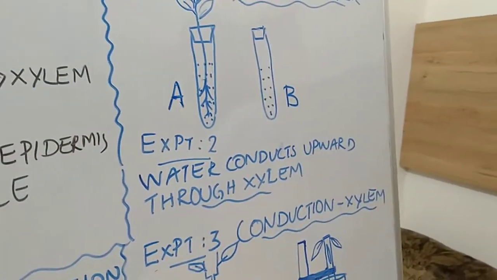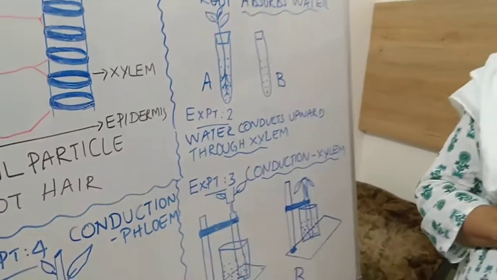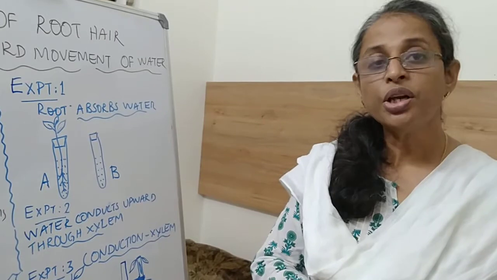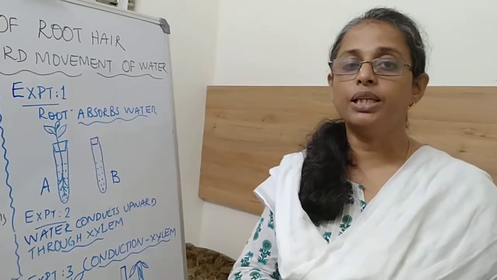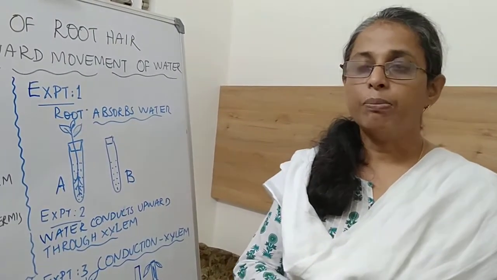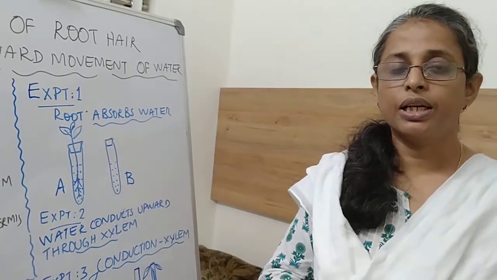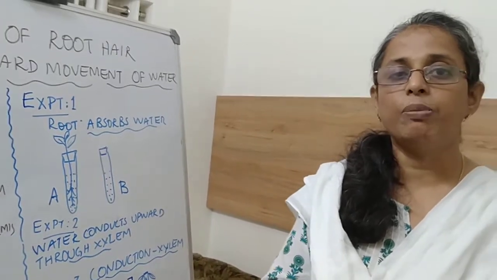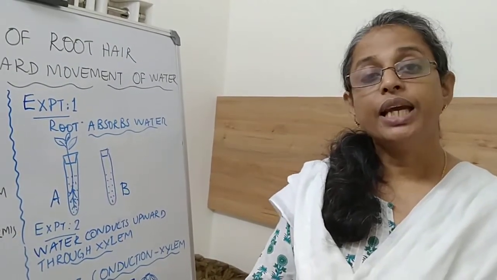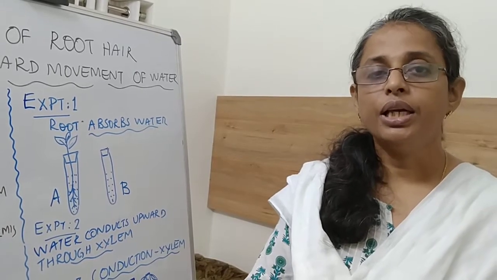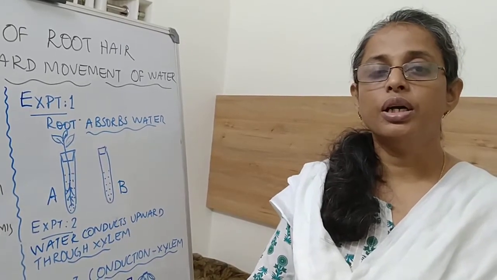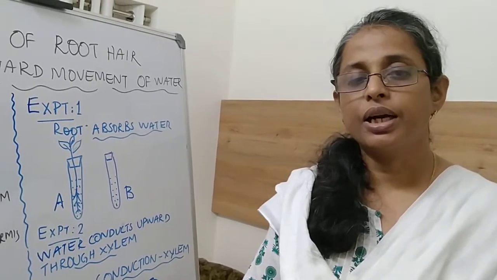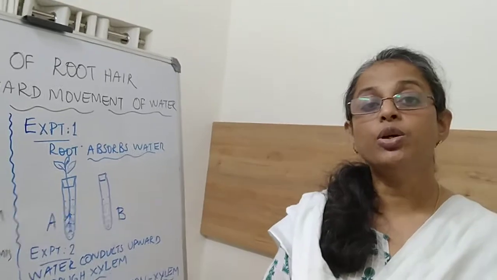Now the second experiment, to show that water conducts upward through xylem. You all know that there are various delicate plants, balsam plant, or any delicate herb plant you can take. You yourself can conduct this experiment to see the conduction through xylem. Take a beaker or a small container, a transparent container will be ideal. Take water in that, take any kind of dye, red ink or blue ink, or dyes. Under laboratory conditions, you can use eosin dye.